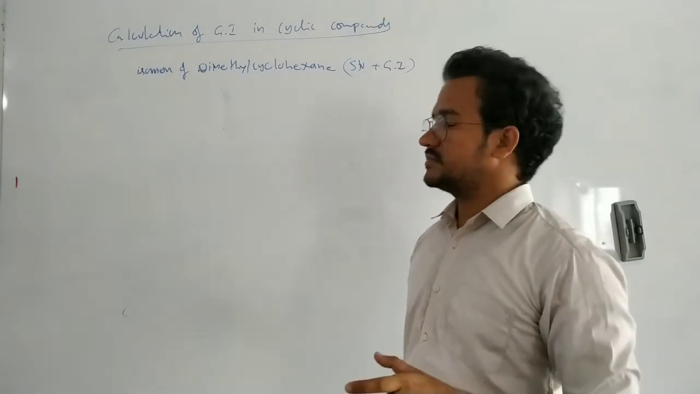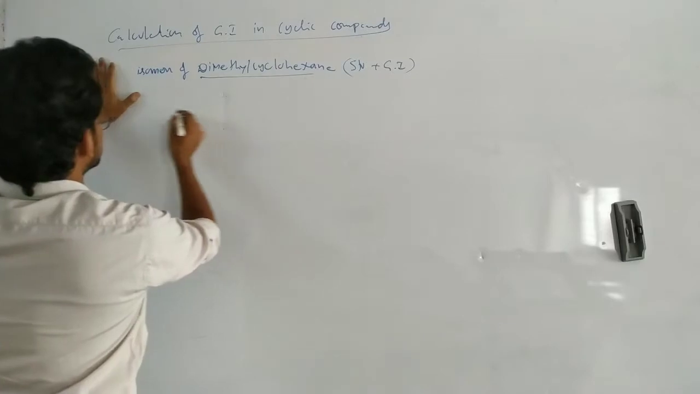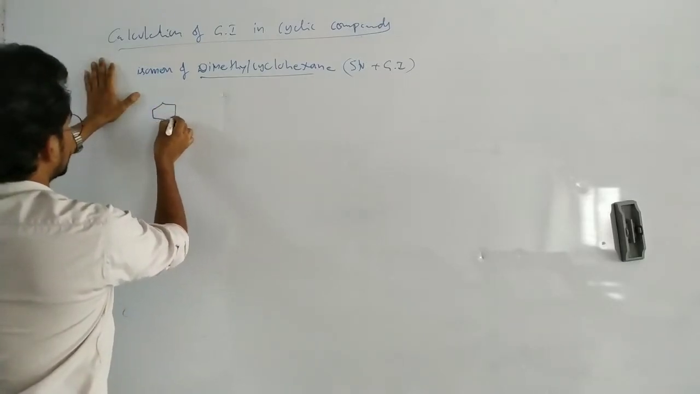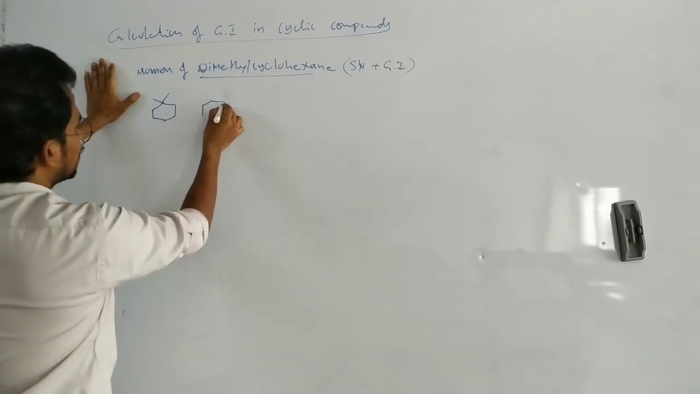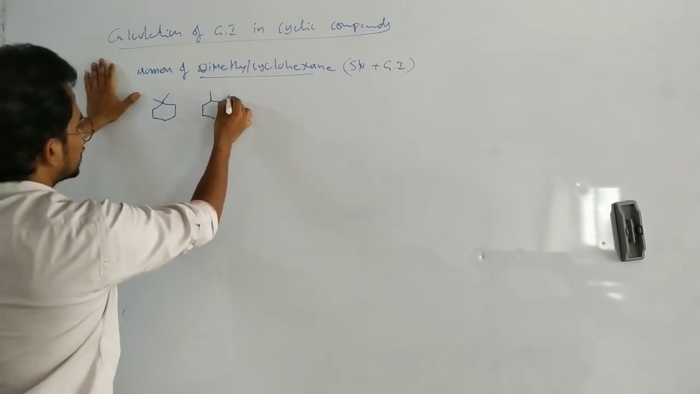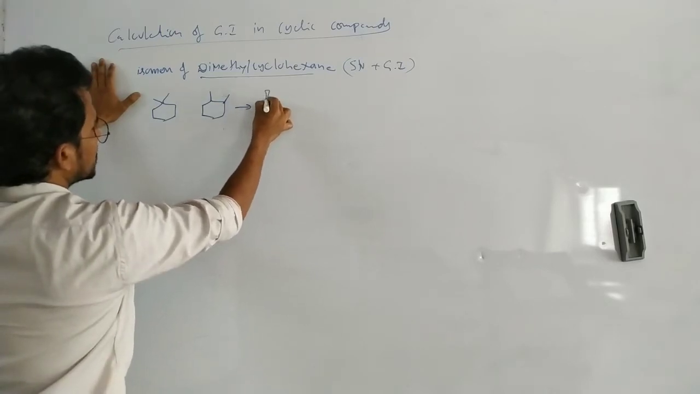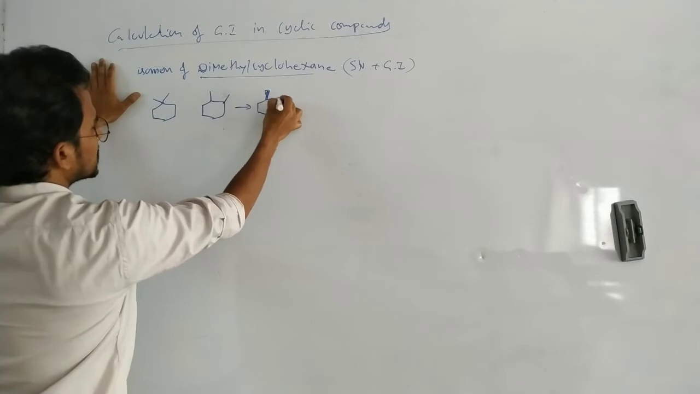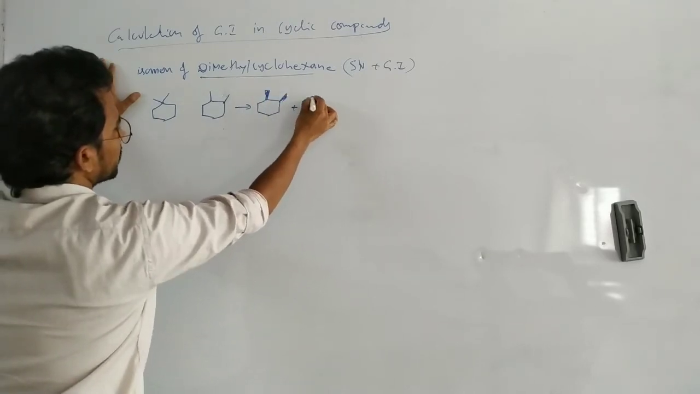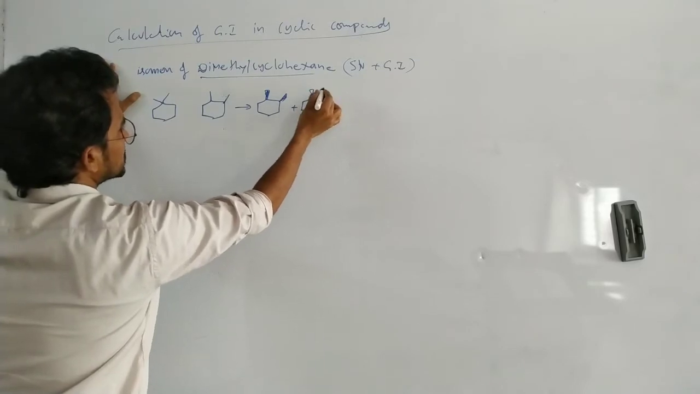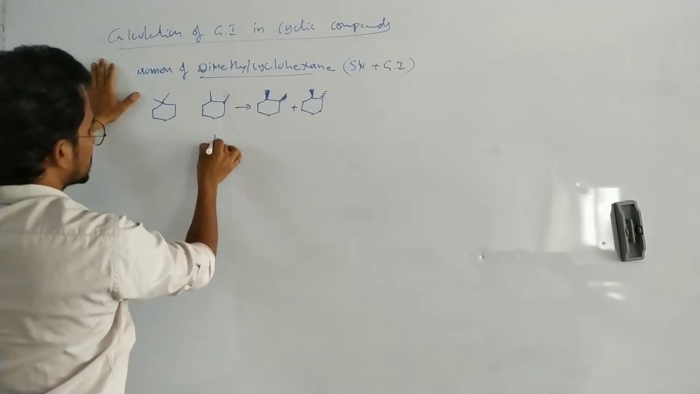So how to calculate the isomers for the dimethyl cyclohexane? This dimethyl cyclohexane, it is 1,1 dimethyl cyclohexane, and next this one, 1,2 dimethyl cyclohexane. This 1,2 dimethyl cyclohexane may exist in cis form and trans form. Okay, that's it. Cis form or trans form. And next, 1,3 dimethyl cyclohexane.